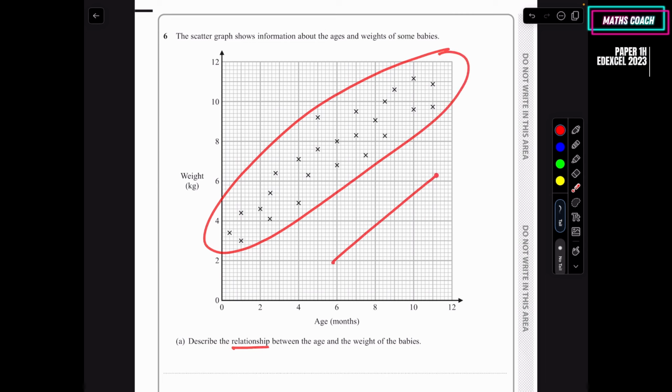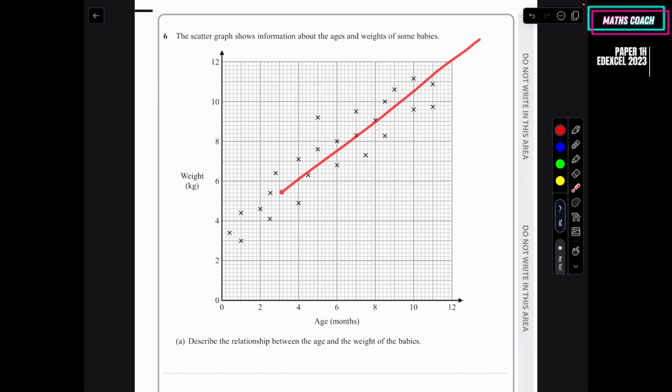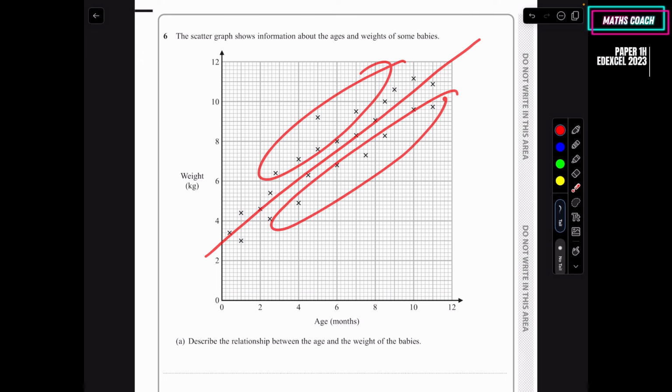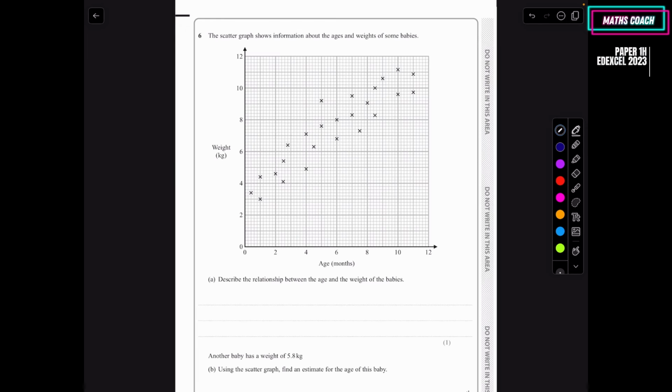It's a positive correlation because it's going up, and the strength of it is reasonably strong, but I wouldn't say very strong. If I was to draw a line of best fit here, which I probably would do later, many of these are close to the line, but a little bit away. So what we can say here is that it's a positive correlation.